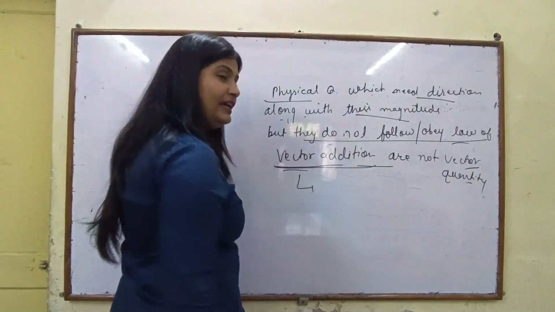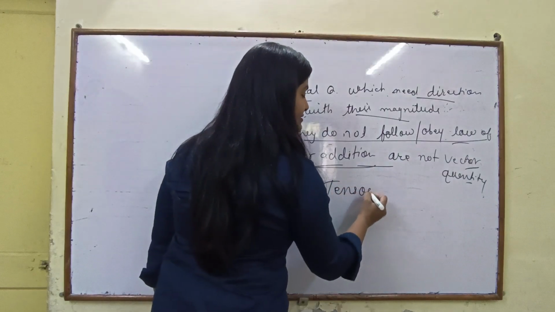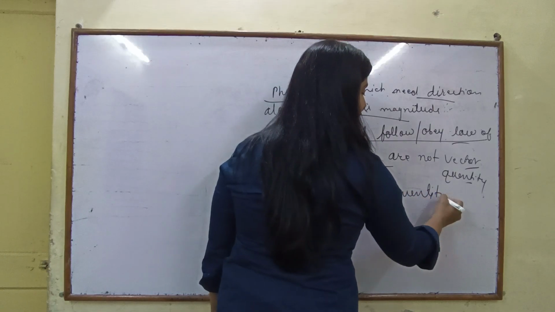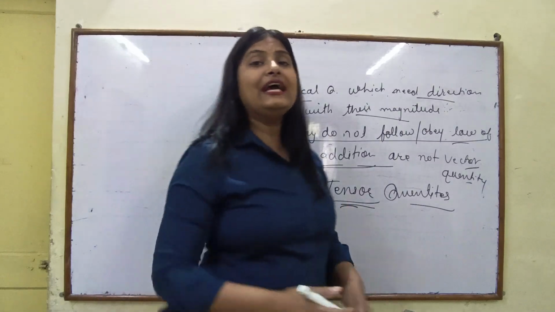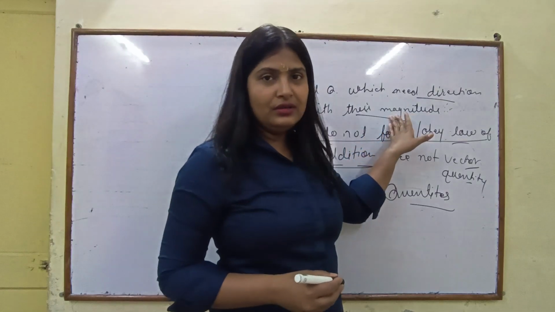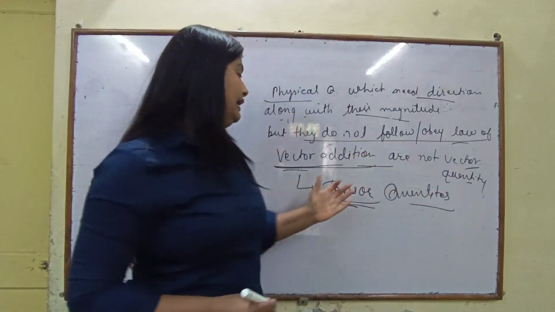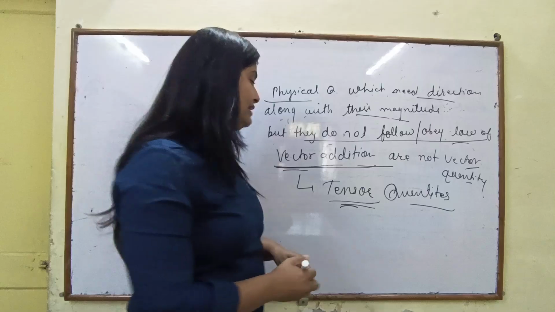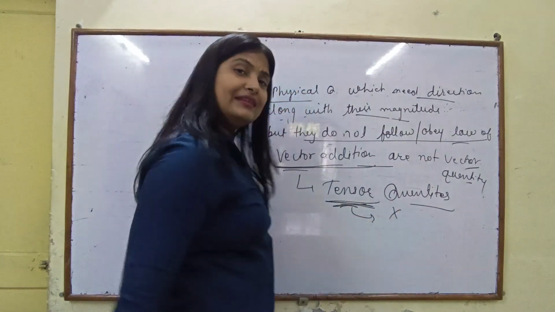These are a different type of physical quantities, which are known as tensor quantities. Tensor quantities are those types of quantities which have a particular magnitude in a particular direction, but they do not obey the vector law of addition. These physical quantities are known as tensor quantities, but tensor quantities are not in our syllabus.